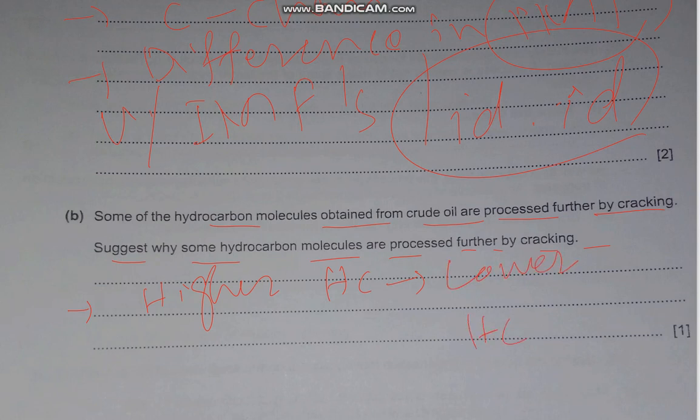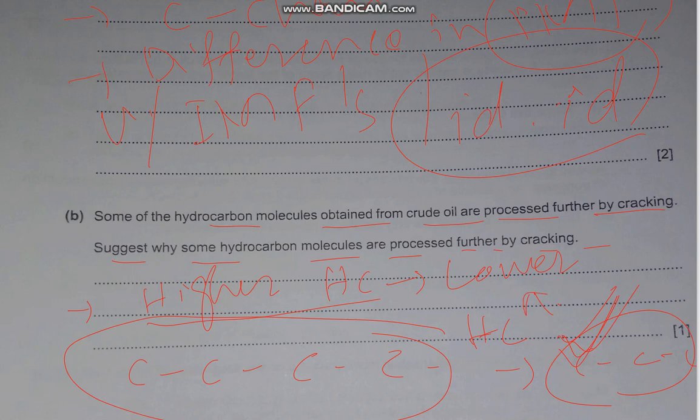So we can say we are breaking down the carbon chain length into smaller ones. This is cracking, and this process is necessary because lower hydrocarbons are in high demand, and after fractional distillation we can produce only larger hydrocarbon products. So, due to the high demand for lower hydrocarbons, we do cracking.